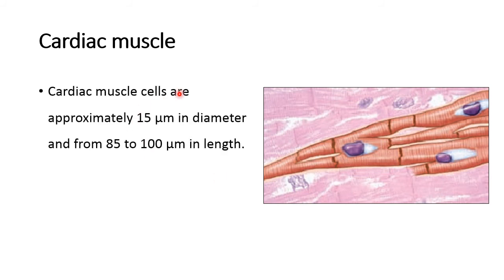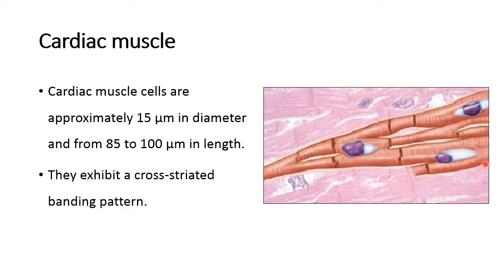The cardiac muscle cells are approximately 15 micrometers in diameter and from 85 to 100 micrometers in length. As we see in this image, this is how it looks. Cardiac muscle cells are branching and communicating. They exhibit a cross-striated banding pattern. If we focus, we find the striations very clear on the cardiac muscle.